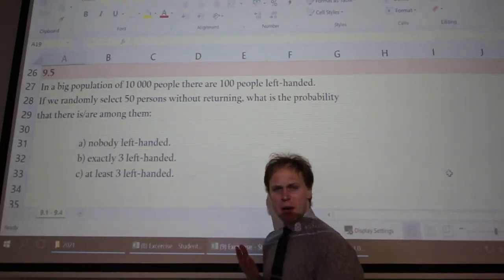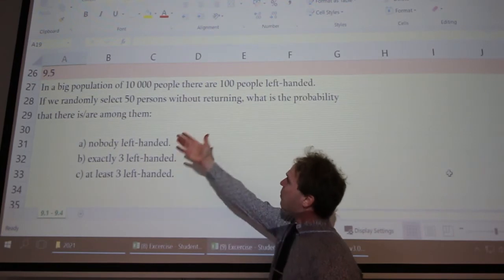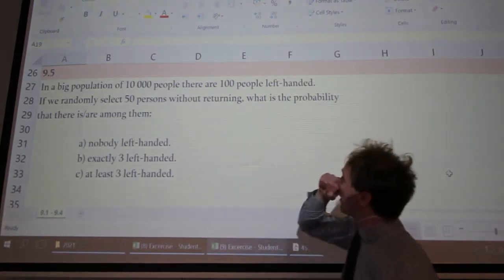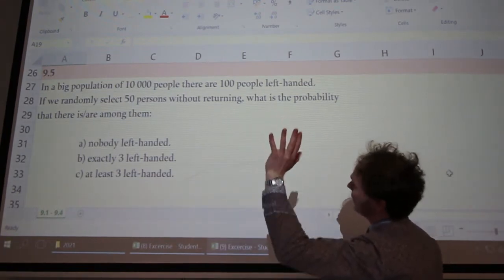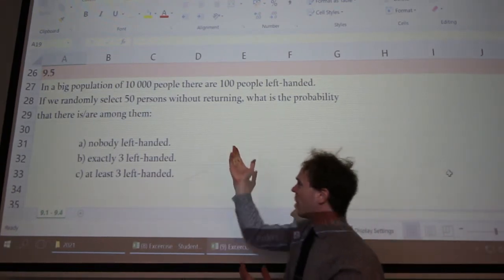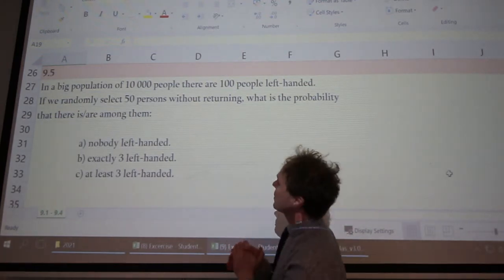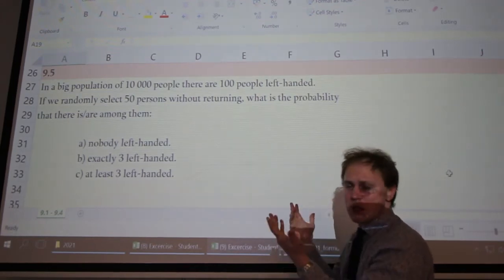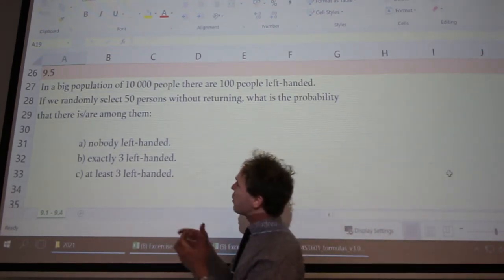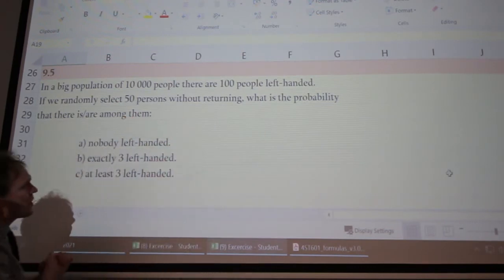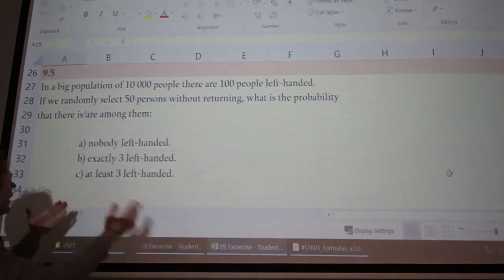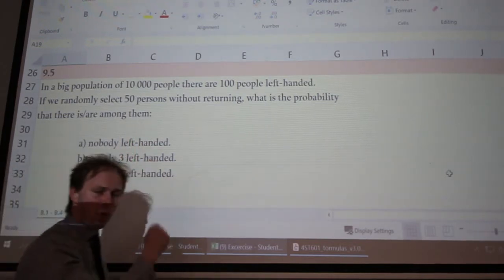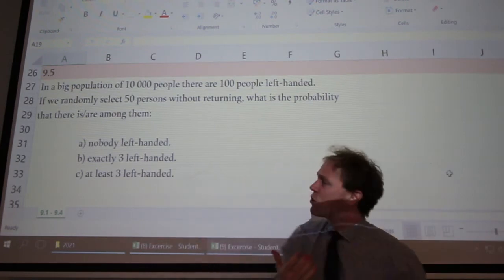We have here another example. In a big population of 10,000 people, there are 100 people left-handed, yes. So you can imagine a small town, yes, with 10,000 inhabitants, and there are 100 people left-handed in this small town. If we randomly select 50 persons without returning, we would like to calculate probabilities. Yes? So we have here three important information in the text of this example.